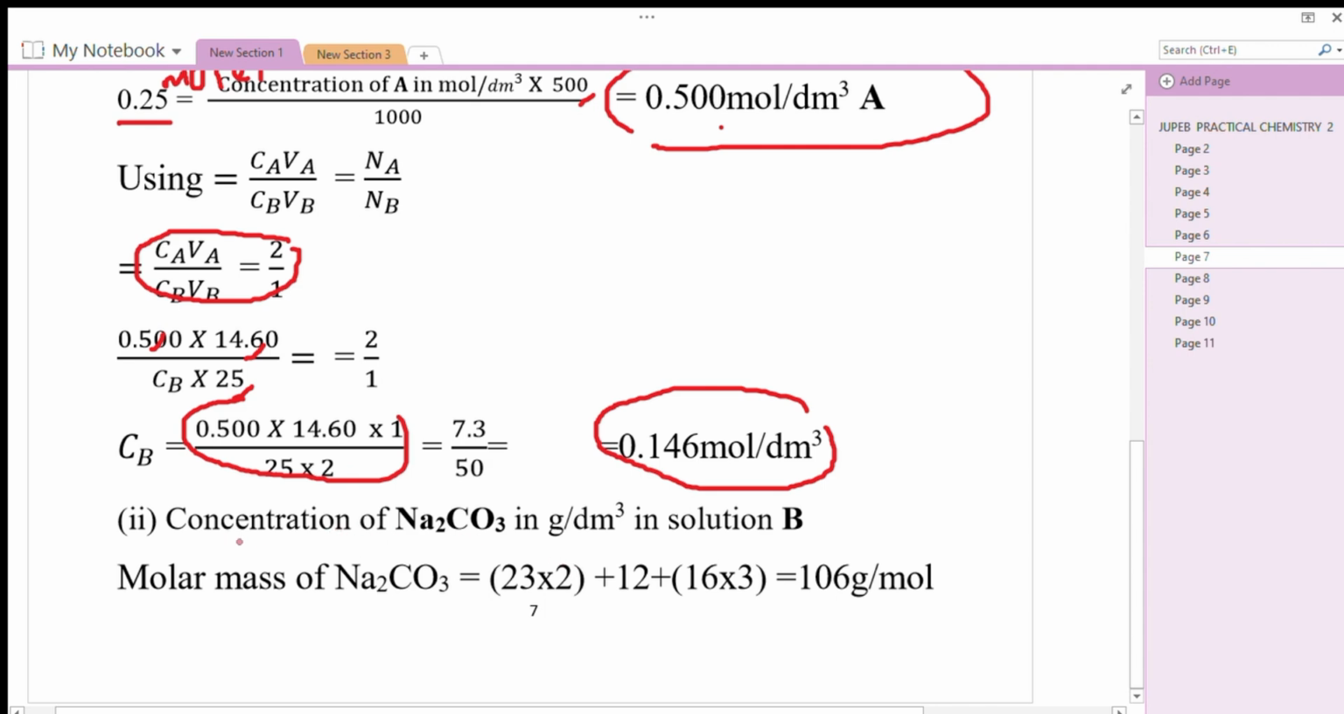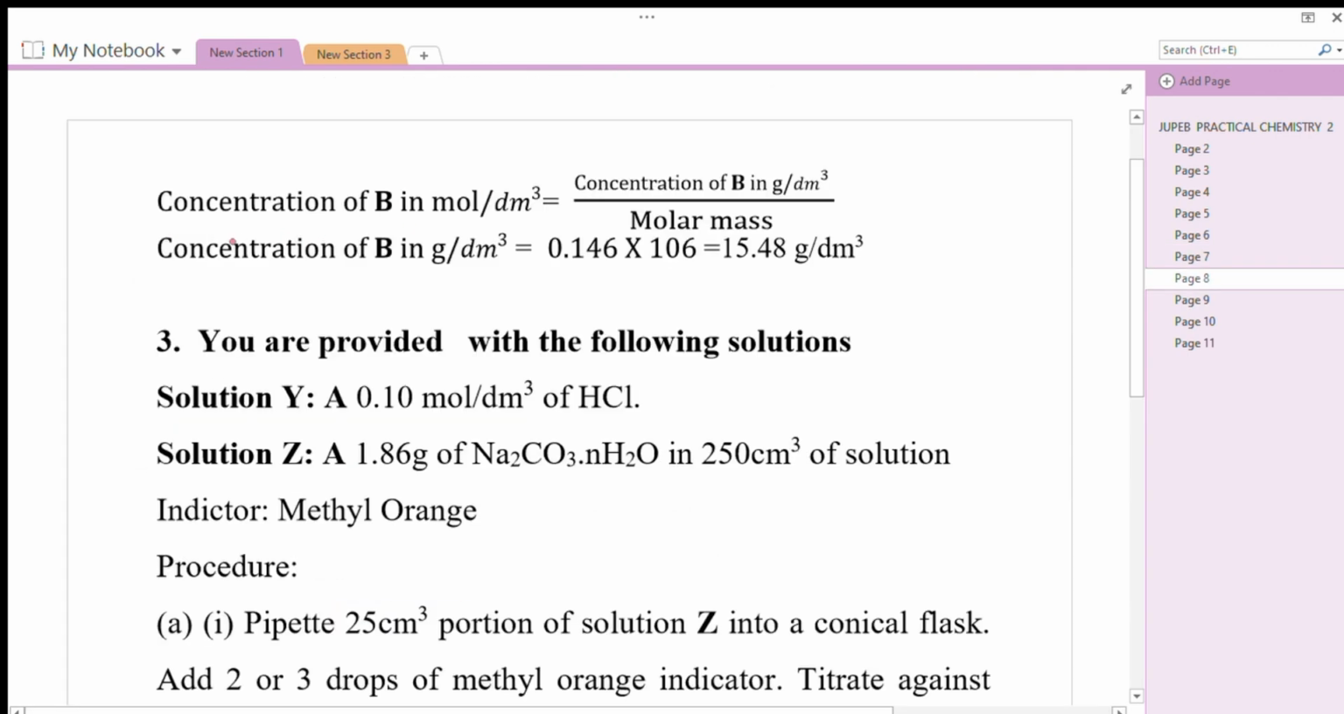Before we do that, we're going to have our molar mass calculated, which is 106 gram per mole. All right, look at the formula we're going to use: concentration of B in gram per dm³ equals concentration in mole per dm³ times molar mass. So when we substitute our values, we have 15.4 gram per dm³. Guys, are you following?